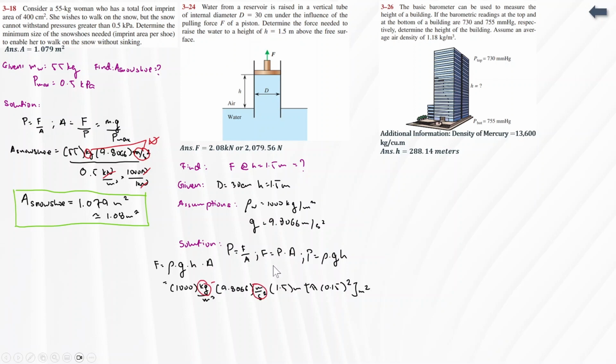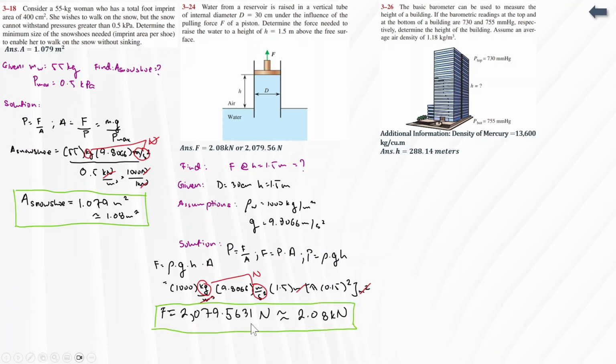And you will have cancellation of units, and you will have kilogram meter per second squared, which is newton. That's good. So all I have to do is get newtons here. That will be 2,079.5631 newtons, or you can convert it to kilonewtons by dividing by 1,000. That's 2.08 kilonewtons. Okay. Easy peasy.